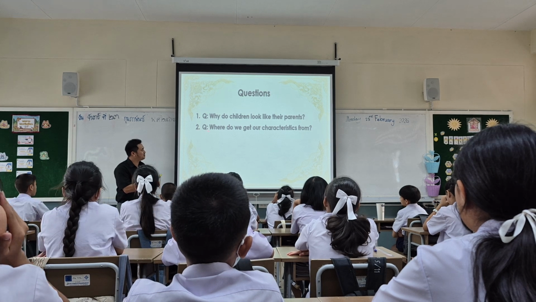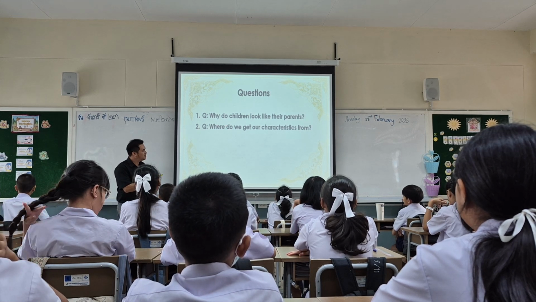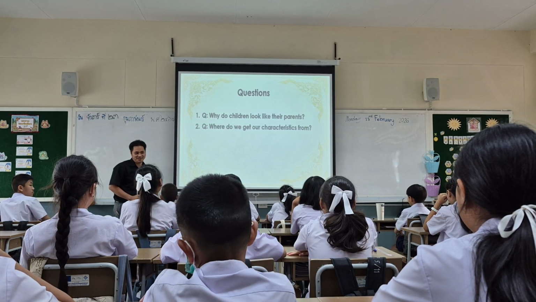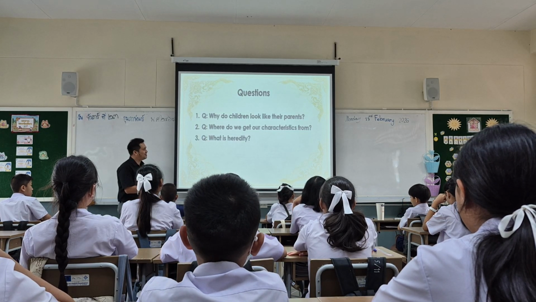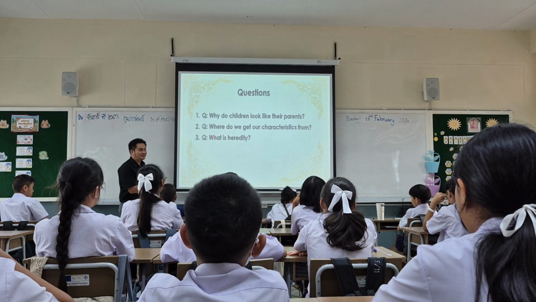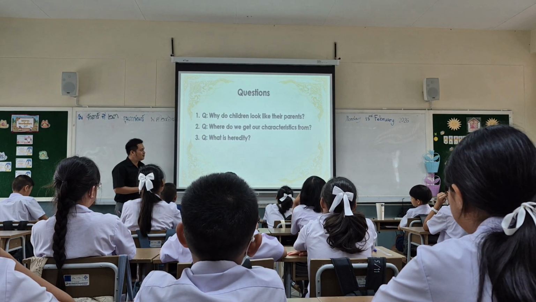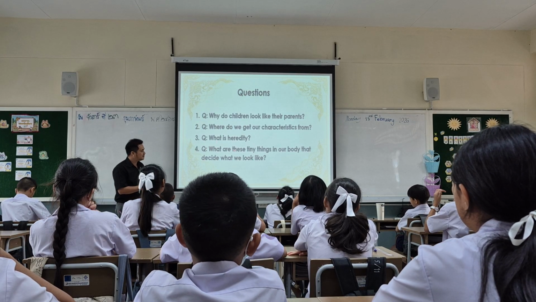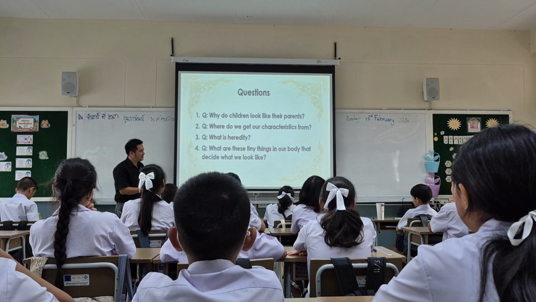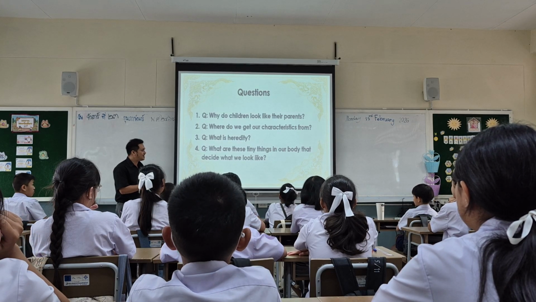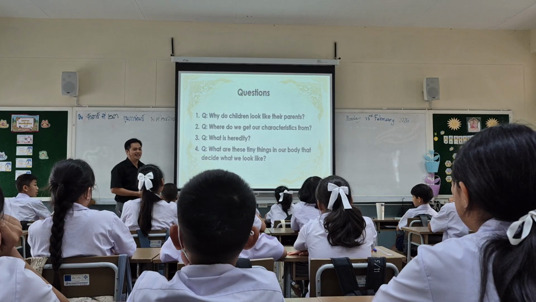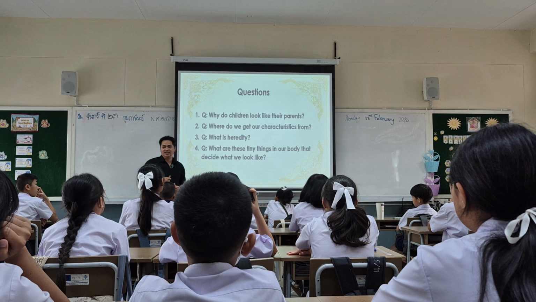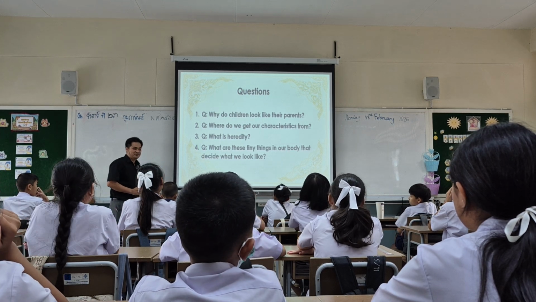Now, number 2: Where do we get our characteristics from? So it's so obvious. Okay, later on. Number 3: What is heredity? And number 4: What are these tiny things in our body that decide what we look like? How many questions do we have? We have 4. So we will answer them one by one.